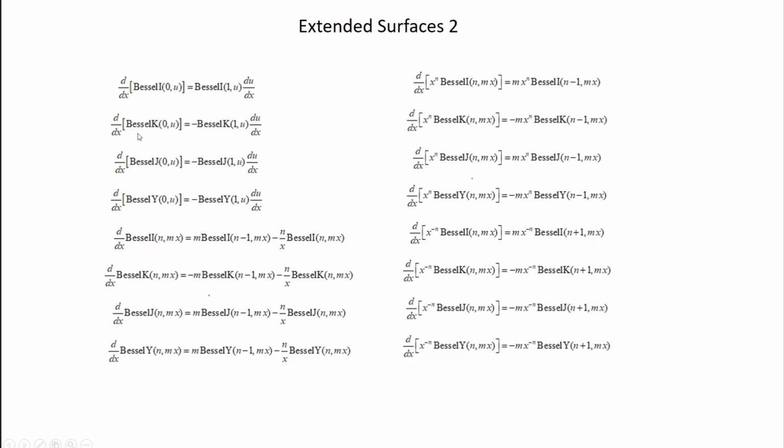And then you're taking the derivative of the 0th order modified Bessel function of the second kind, and that becomes minus the first order modified Bessel function of the second kind, right? And I wouldn't expect you to know that, but it's easy enough to look it up on a sheet like this if you need it.